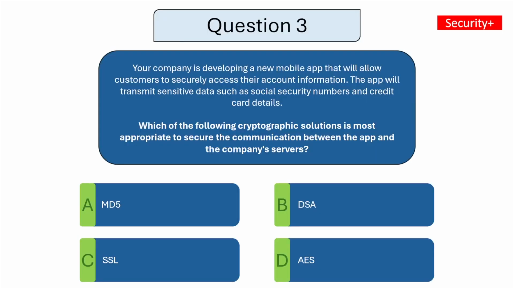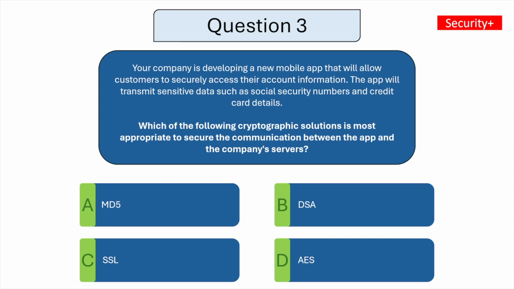Question 3. Your company is developing a new mobile app that will allow customers to securely access their account information. The app will transmit sensitive data such as social security numbers and credit card details. Which of the following cryptographic solutions is most appropriate to secure the communication between the app and the company's servers?